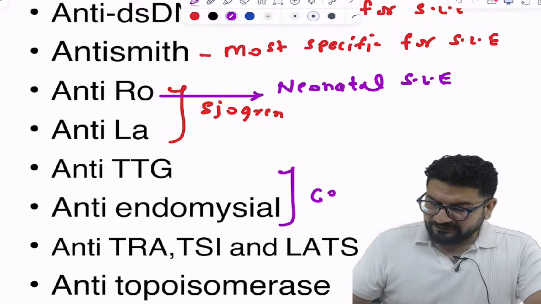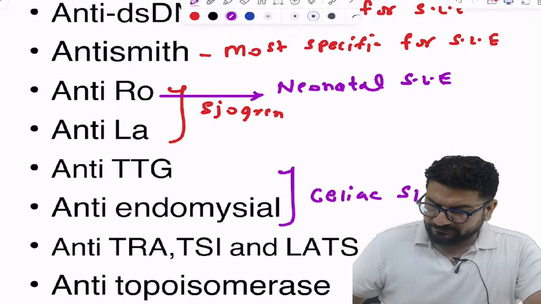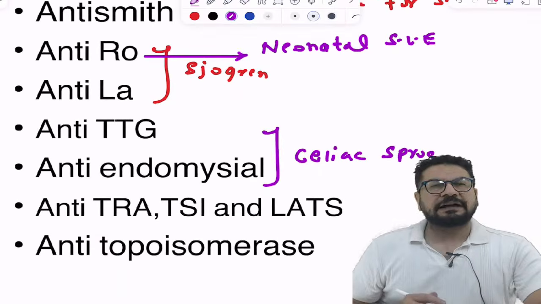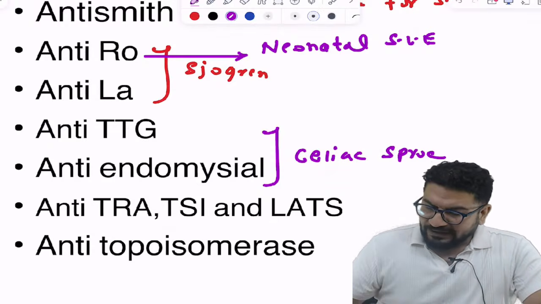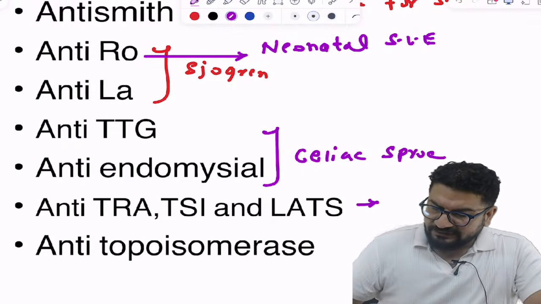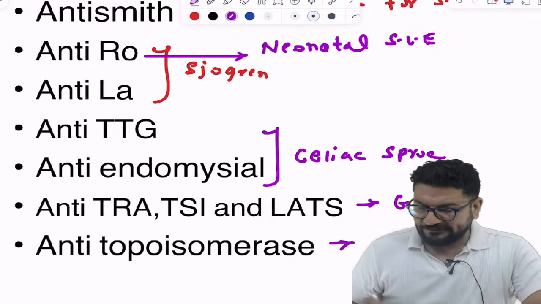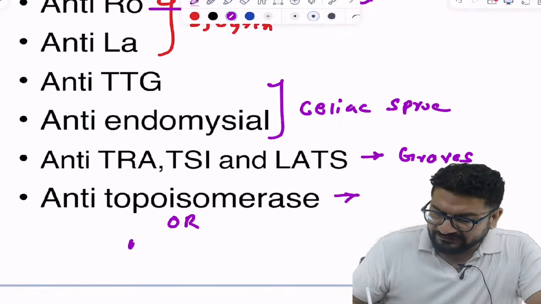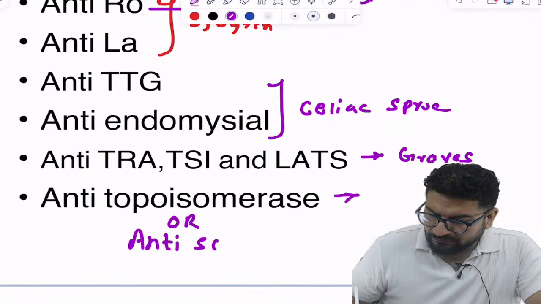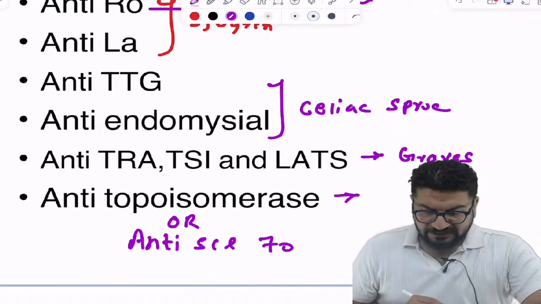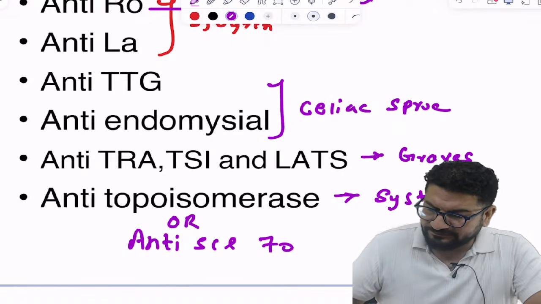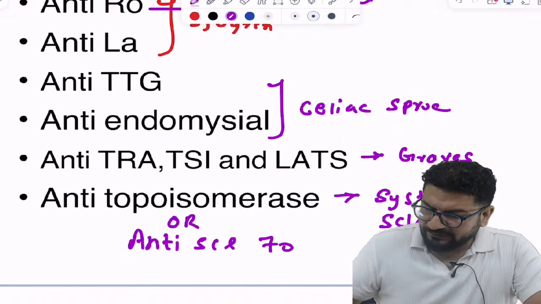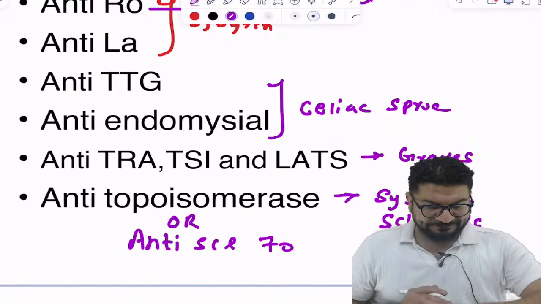Anti-TTG and anti-endomysial, where do we see these? These are seen in a patient of celiac sprue. Anti-thyroid receptor antibody, thyroid stimulating immunoglobulin, long acting thyroid stimulating antibody. These are seen in a patient of Graves disease. Anti-topoisomerase. Topoisomerase का commercial नाम होता है anti-SCL70. We also call this anti-SCL70. कहाँ दिखेगा? It is seen in a patient of systemic sclerosis. Systemic sclerosis means it is the systemic form of scleroderma.